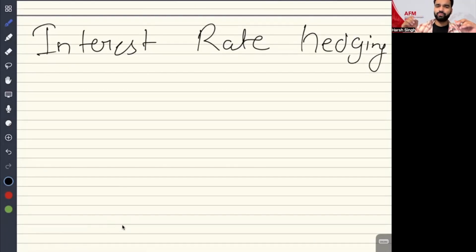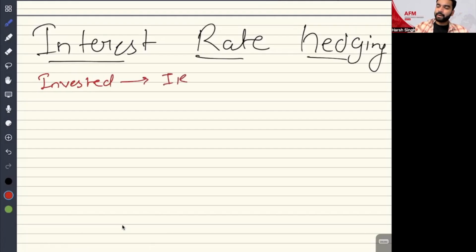When I talk about foreign exchange hedging, guys, what is it that we were discussing? What will happen if the currency exchange rate fluctuates, and there is a risk that we want to minimize. Now, when I talk about interest rate hedging, what can happen over here? There are two situations. Let's say you have invested somewhere. So what is the risk when you have invested? The interest rate might go down.